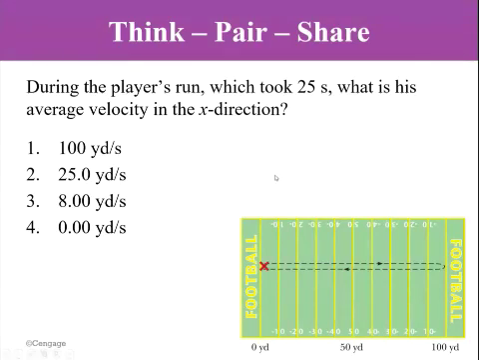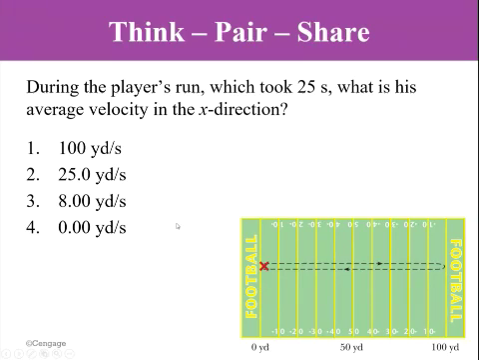Velocity is derived from displacement. Velocity equals displacement divided by time, while speed is derived from distance divided by time. So here, if you want the average velocity, you need the total displacement, and you need to divide that by time. What was the displacement here? It was 0. So if you divide the displacement by the elapsed time, displacement is 0, so the average velocity is 0.